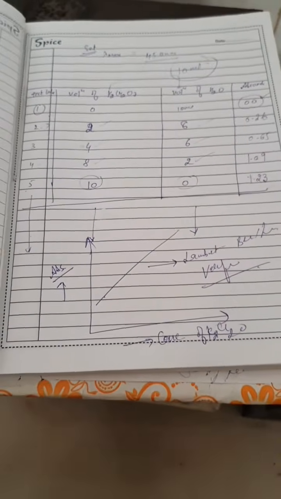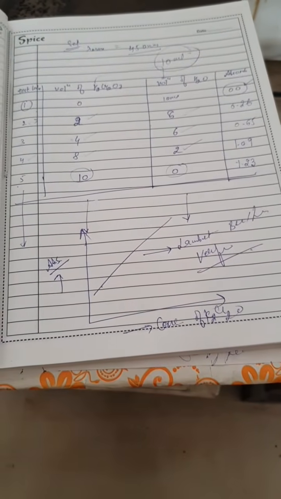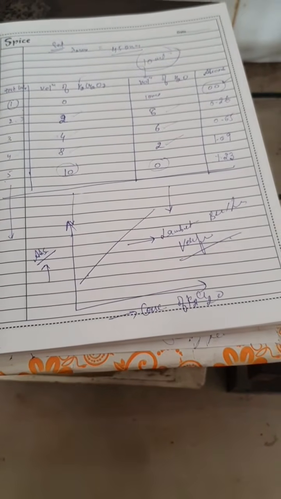So this is the whole experiment about verification of Lambert-Beer law for potassium dichromate solution.